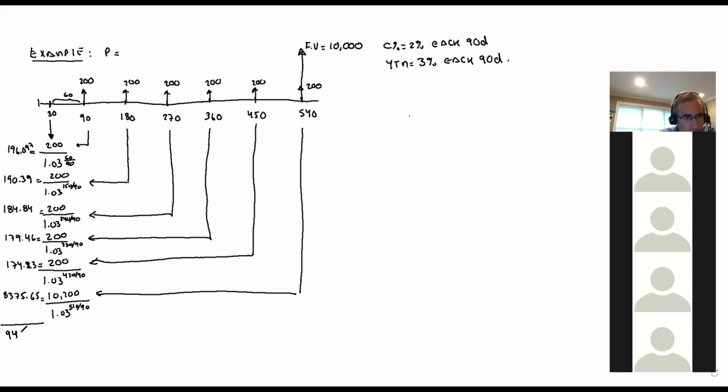And then if we sum all these values here, what do we get? 9469.82. So how do we call this price here? The dirty price. Exactly. So this is the dirty price, because what I have done up to this point here is consider that this $200 here belongs to the buyer.